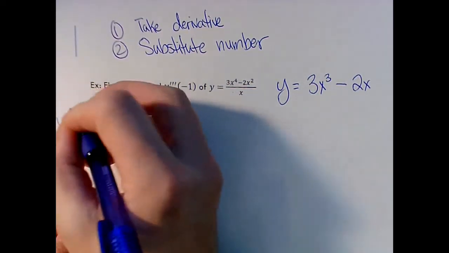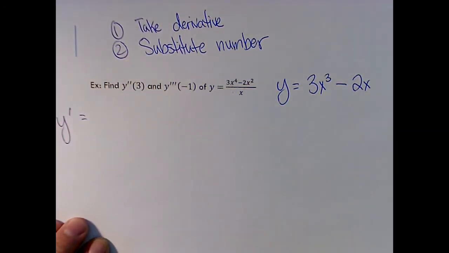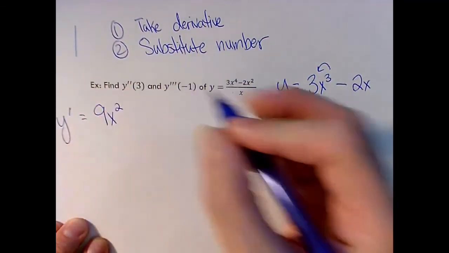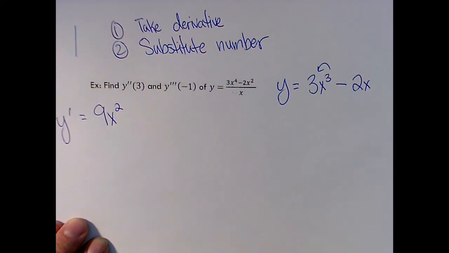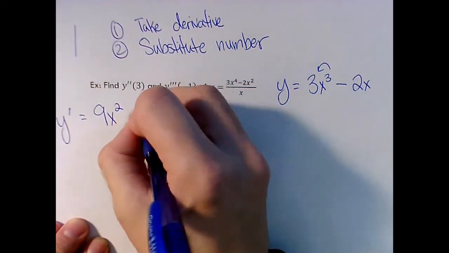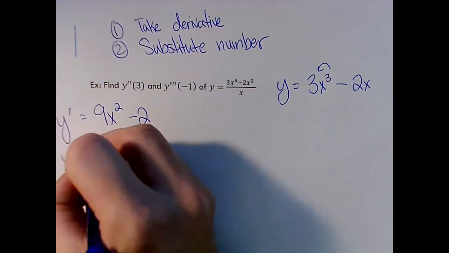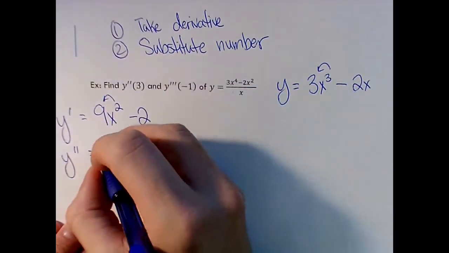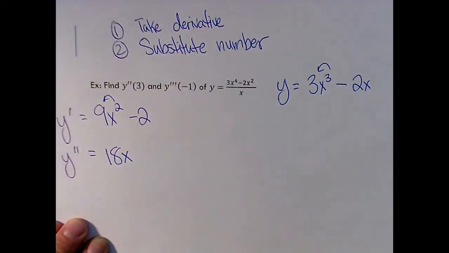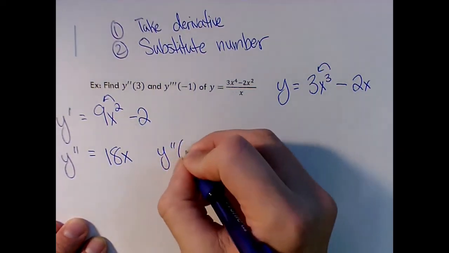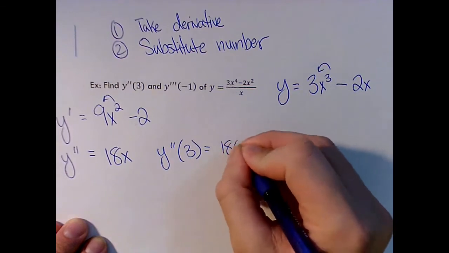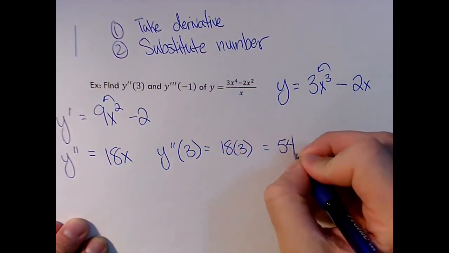So y single prime, the first derivative, is going to be 3 times 3, which is 9x squared, because I subtract 1 from cube, minus 2. Y double prime is going to be 2 times 9, which is 18x, minus, well, you disappear. So y double prime of 3 is going to be 18 times 3, which is 54.